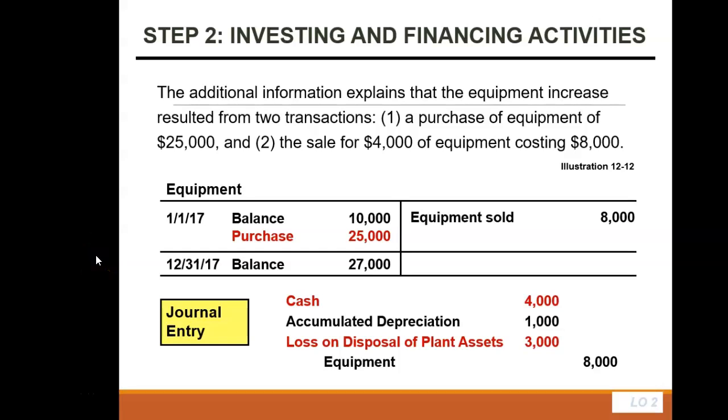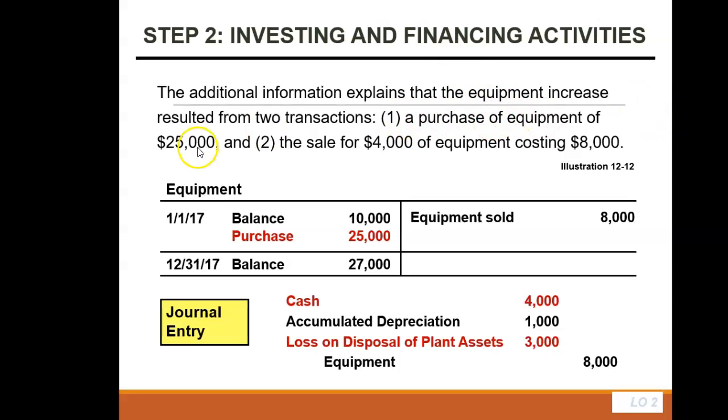Let's continue our discussion on the investing activities section of the statement of cash flows using the indirect approach. We discussed already the loss on disposal of the plant asset because the sales amount was less than the book value. Let's look at what we purchased and what we sold.